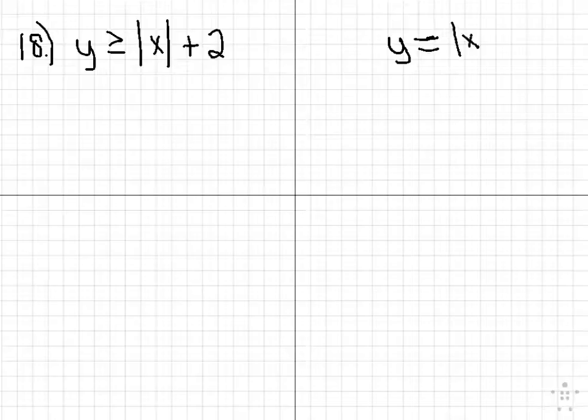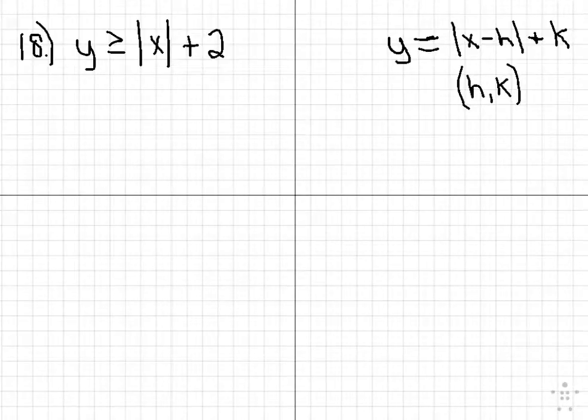Absolute value of x minus h plus k, where my (h, k) is my vertex, where this turns, a minimum or maximum point. So in this case, I have no h, so it's 0, and my k is 2. So (0, 2) is where this turns. So up at (0, 2), right there. And then you just kind of make a V out of it. If you were to plug in points in a table, you'd see it, but it looks something like this, a shortcut.